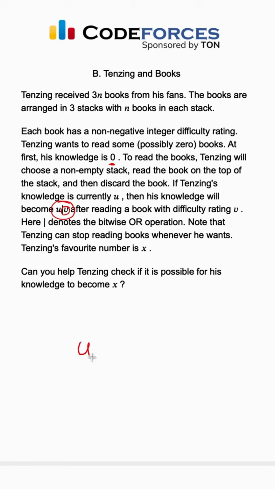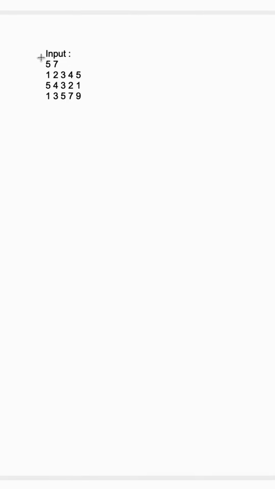Suppose we have initial knowledge u, then after reading a book with difficulty v, we will have a knowledge of u OR v. This is the OR operator. So we have to find out, by reading some books, whether there is any possibility that we can gather a knowledge of x. This is the input. Here each stack has 5 books, and we have to gather a knowledge of total x.